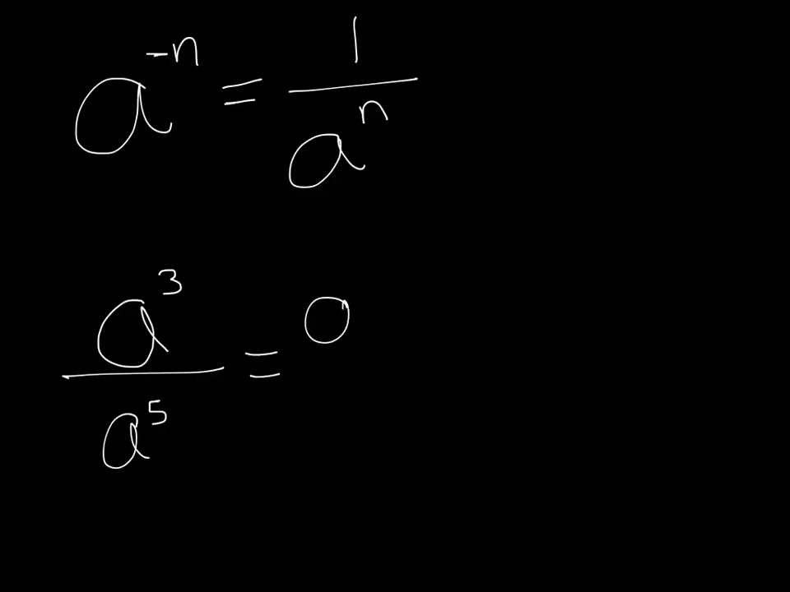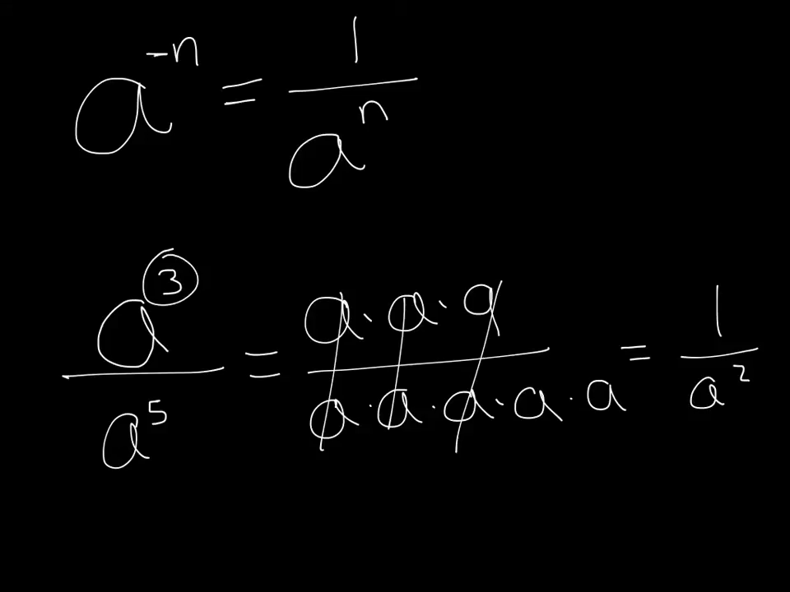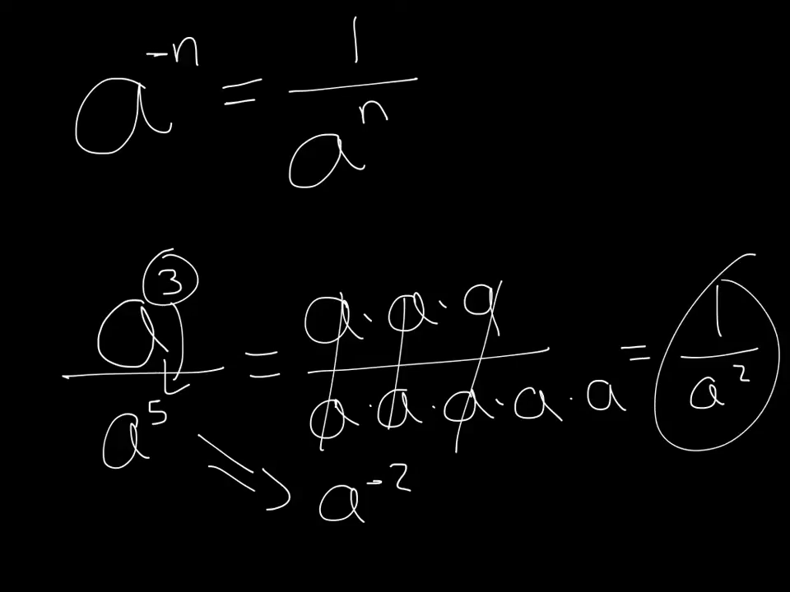That's the same thing as a times a times a over 5 a's. We'll cross these out because they go to 1. So we're left with 1 over a squared. Well, what's 3 minus 5? Because we learned we could subtract. Well, that's a to the negative 2. So this means this must also equal a to the negative 2, but it also equals 1 over a to the 2nd power. So this is just a demonstration to show why this property works.